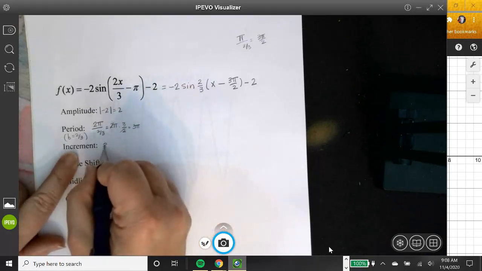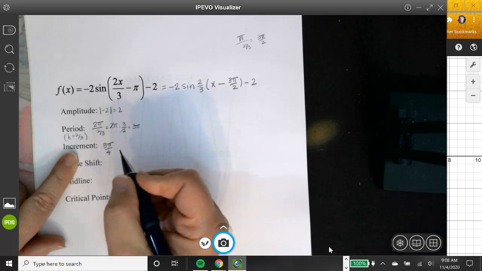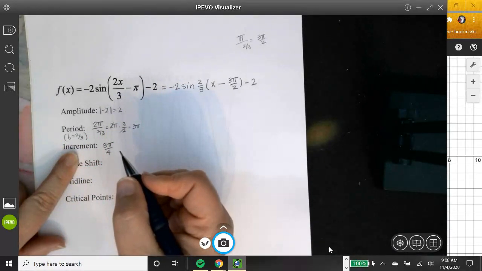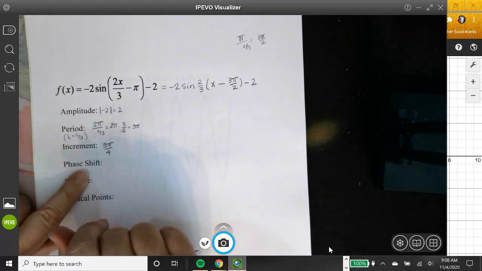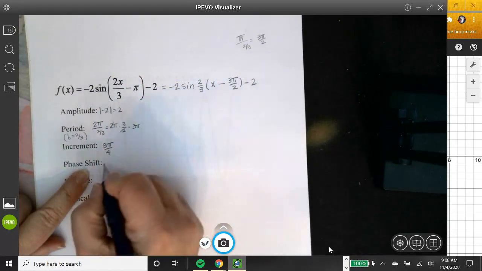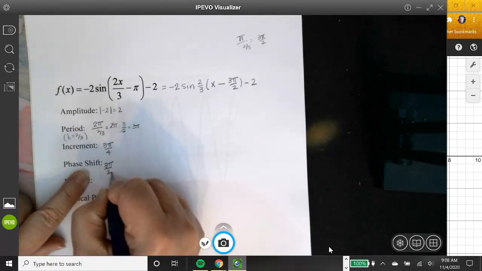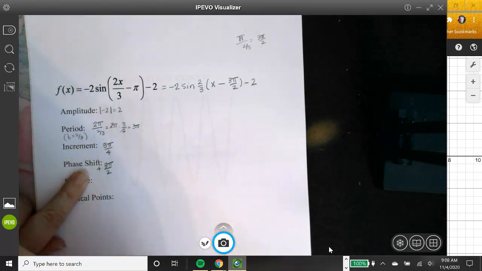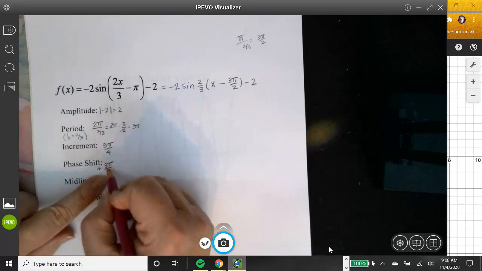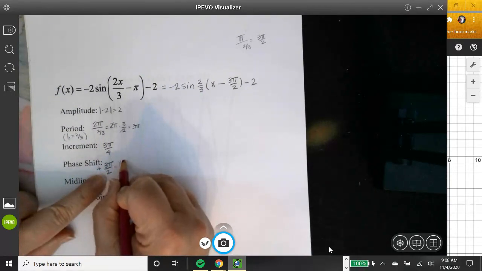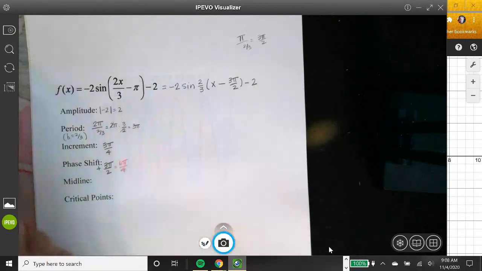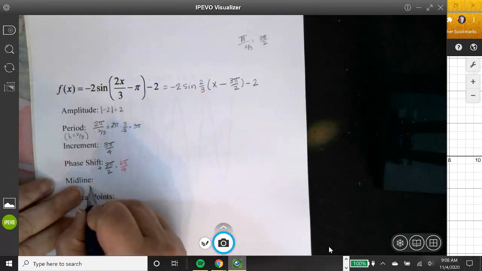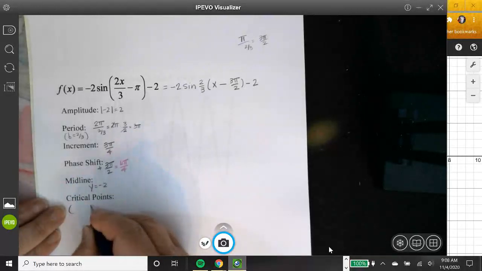The increment is going to be 3 pi over 4. I did that right? Yep, okay. The phase shift, well, that's 3 pi over 2. It's a positive. I didn't do very many left ones. I should have done some left ones, right? How do I change the denominator here? I'm going to multiply this by 2 over 2, which is going to be 6 pi over 4. Okay, midline here is y equals -2. Critical points.